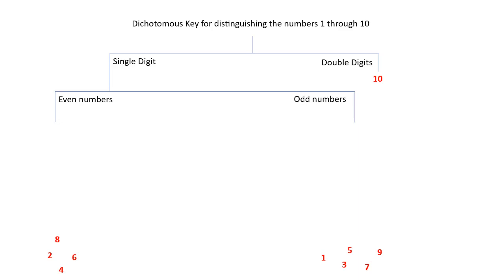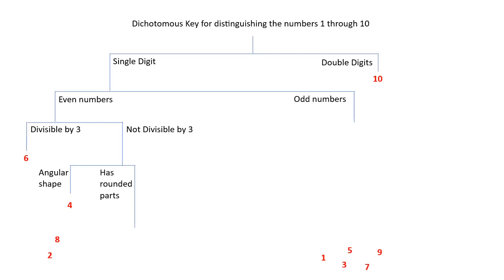So what would be a next possible step to distinguish these numbers? I chose to go with the question, are they divisible by 3? The numbers 2, 4, 6, and 8, only one of the numbers is divisible by 3, the other 3 are not.